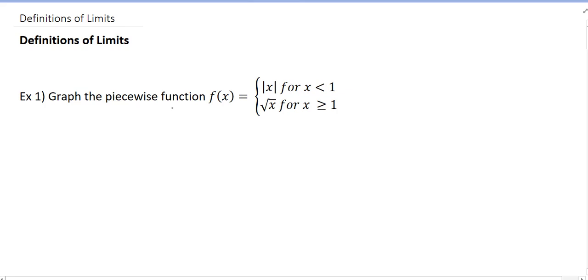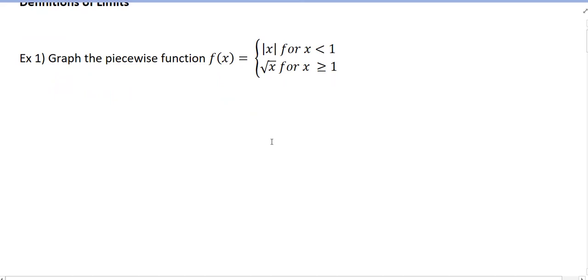So we're going to graph the piecewise function defined by the absolute value of x for all the values of x that are less than 1, and the square root of x when the values of x are greater than or equal to 1, which makes sense because of the domain of the square root of x. We want to make sure we don't have any negative numbers. So what does the graph of that piecewise function look like? Well, what does the absolute value of x look like individually?